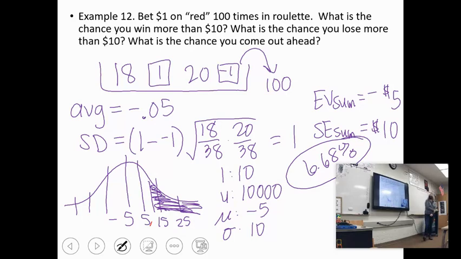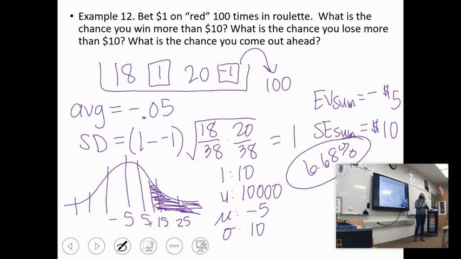Okay, exactly. What is the chance you lose more than 10? Now, what do you guys think about that question? If we just found out the chance we win more than 10, then it will be the opposite, right? So 93.32% that we lose more than 10, right? So that's just the opposite amount or opposite event.